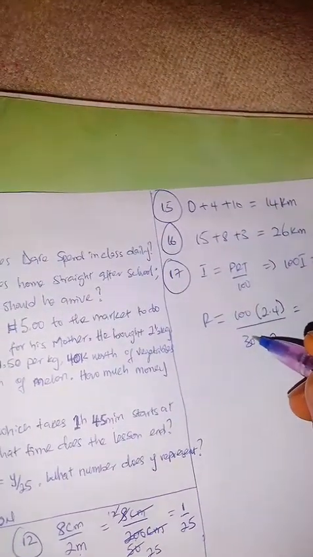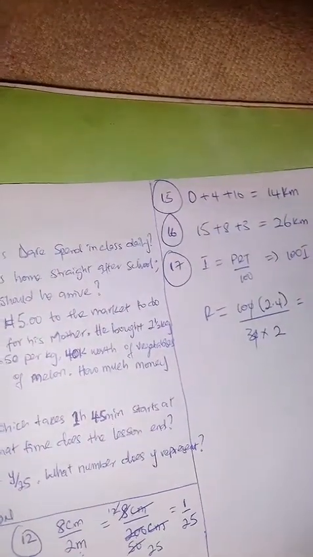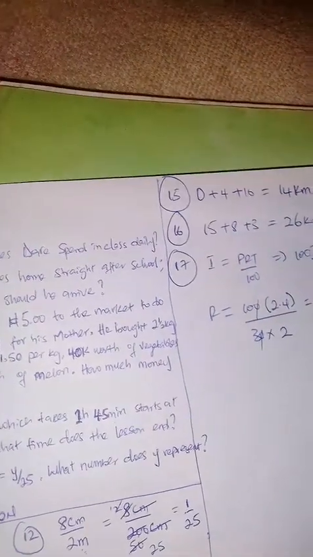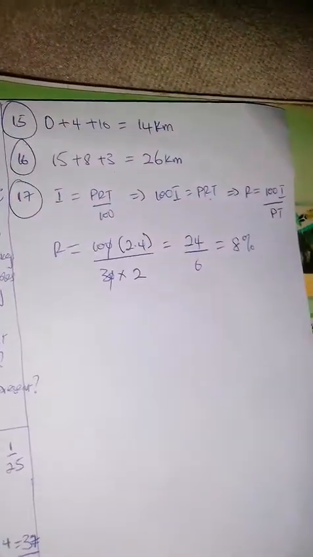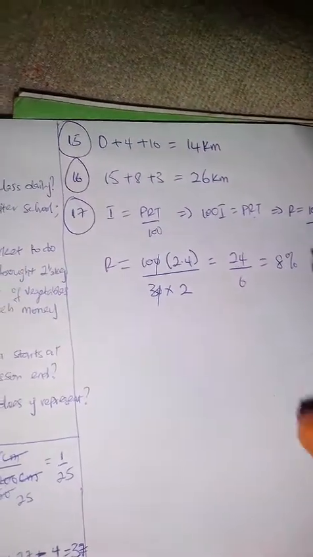In this case, what do I have? This becomes 10 cancels 10. This becomes 24 over 3. So that's 8%. 8% will be my answer from this calculation here. Rate is always calculated in percentage.